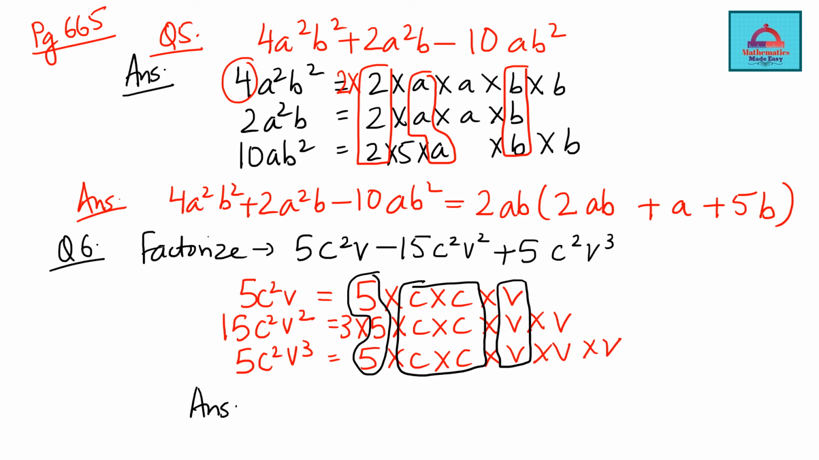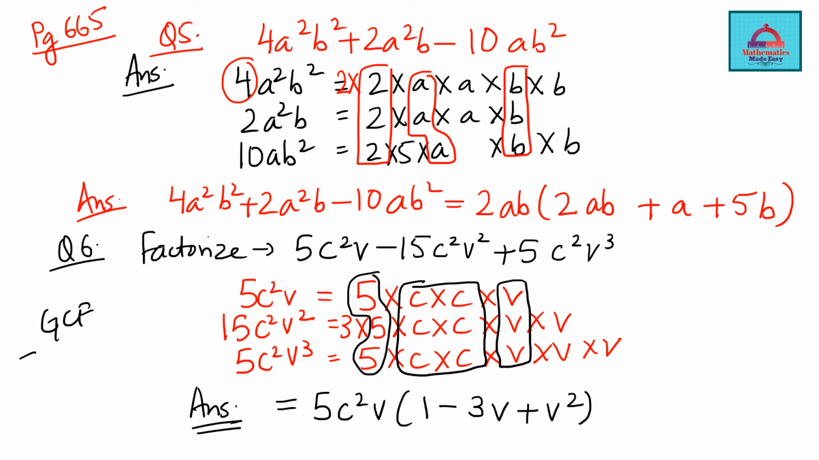So answer would be, factorization is 5c square v, where inside you have 1 minus 3 times v plus v square. So this is your factorization using GCF. So here the GCF was 5c square v. Here the GCF was 2ab. So that's your GCF and distributive property.